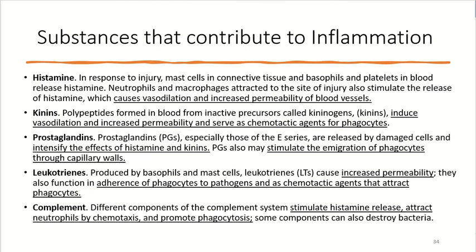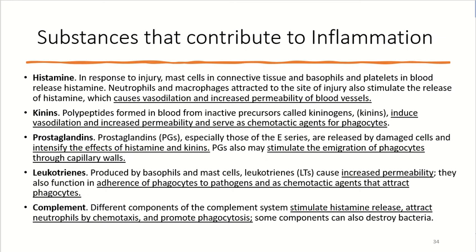So there are several different types of substances that can contribute to inflammation. And most of these are found within the body just normally. So first of all, we have histamine. This is going to be in response to injury, as well as mast cells in connective tissue, and basophils and platelets in the blood are all going to release histamine. Neutrophils and macrophages are going to be attracted to the site of injury and are also going to stimulate the release of histamine. This is going to cause that vasodilation and increased permeability of the blood vessels that we talked about before.